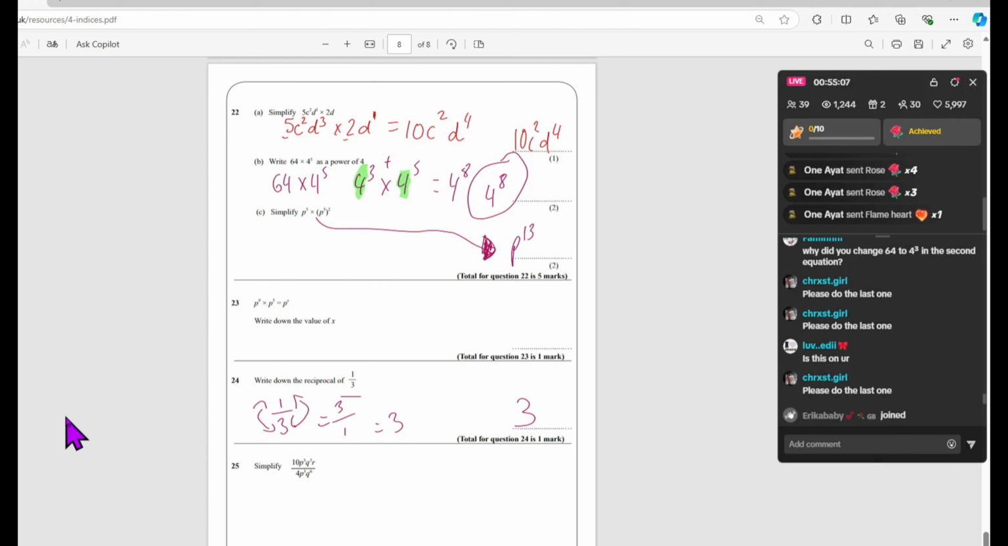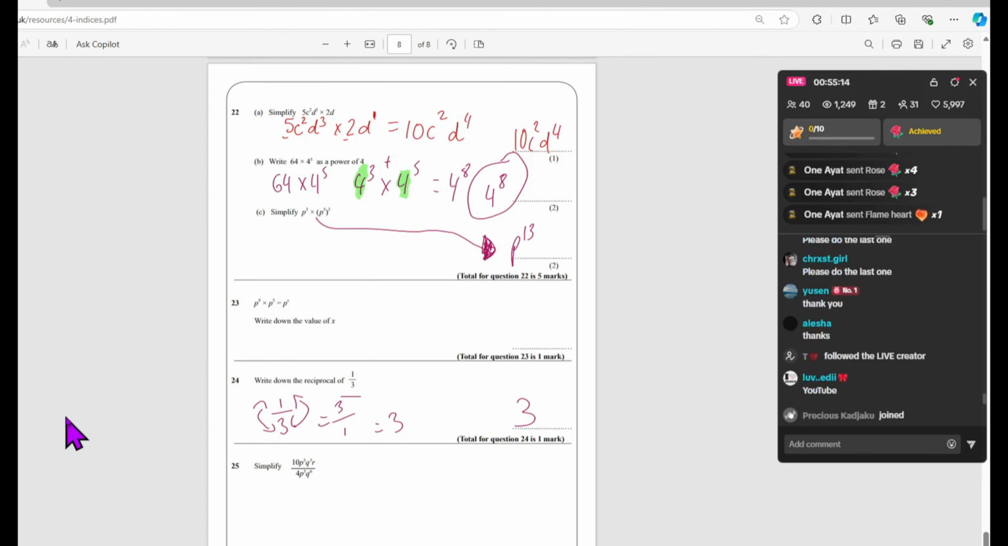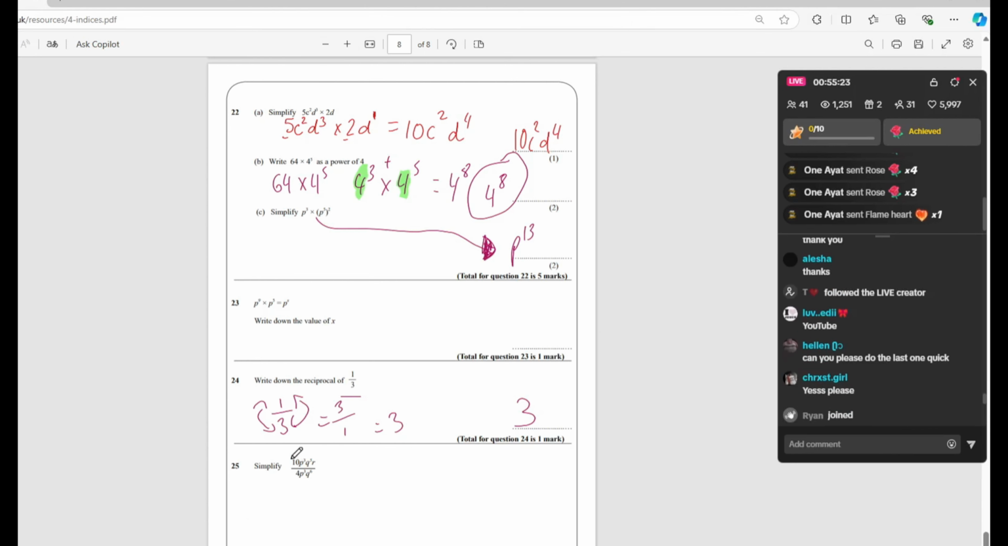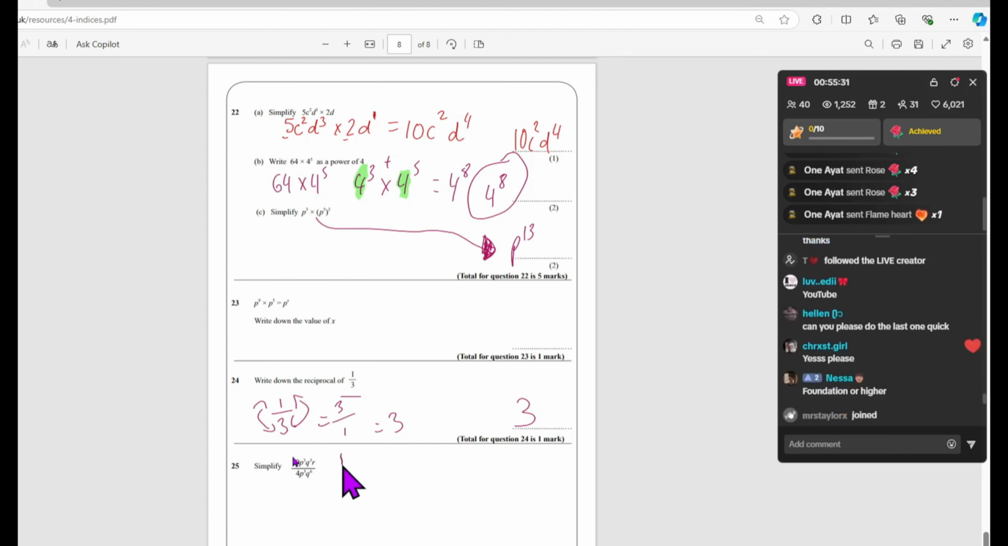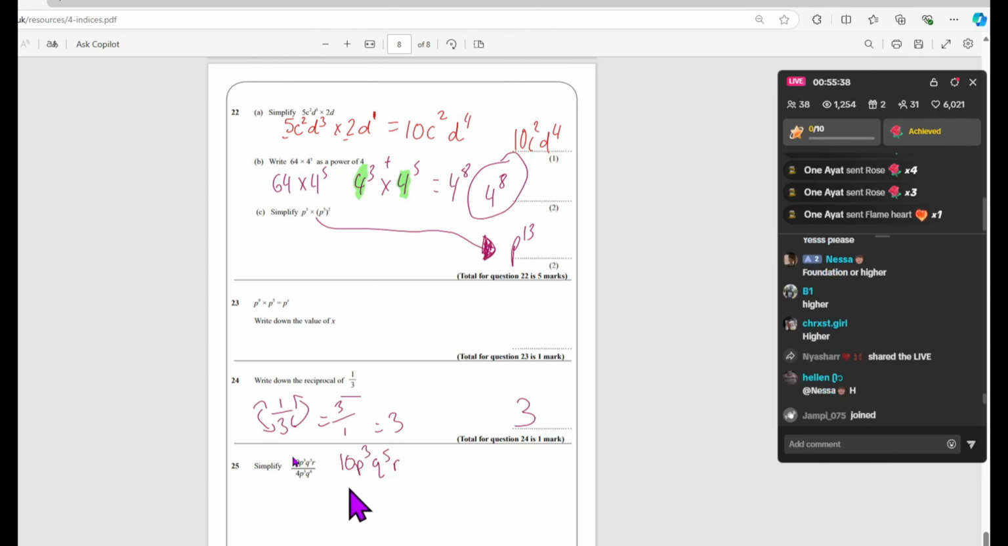So the last question. Okay, the last one. So let's quickly do that. We need to simplify 10p^3q^5. Okay, it's going to be very long to say, so I'm not going to say the whole thing. 10 then p^3 then q^5, you know what this means, and then 4p^3q^6.